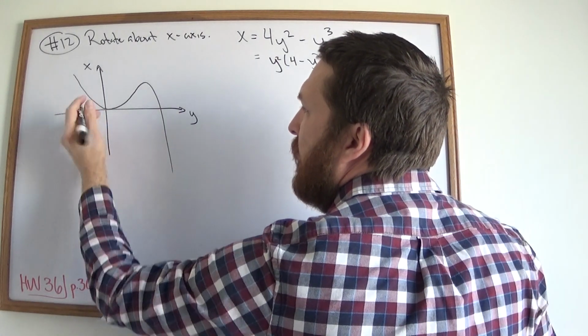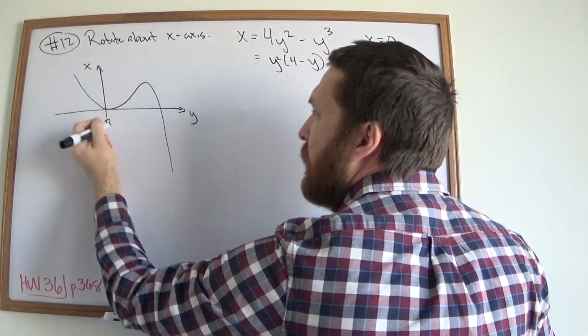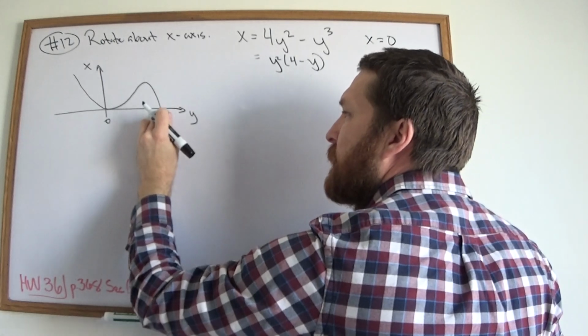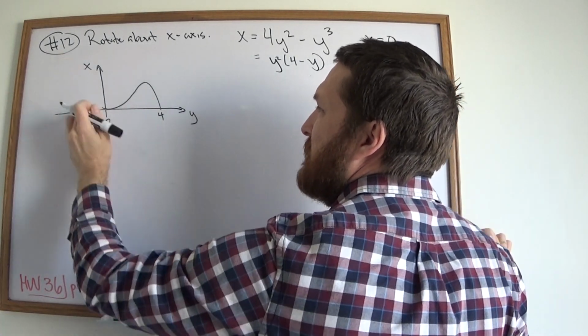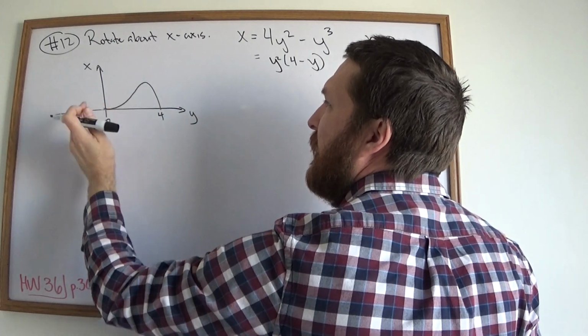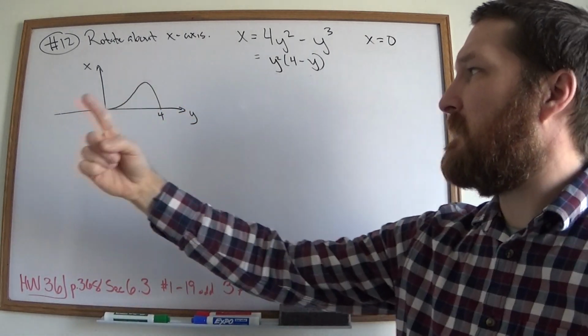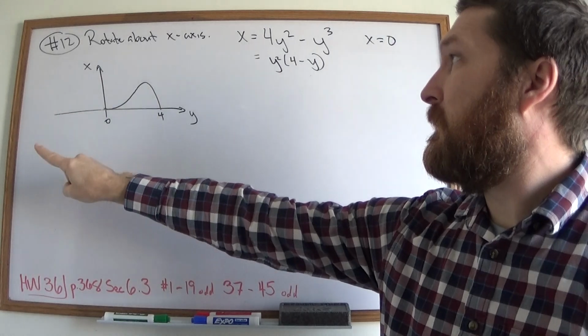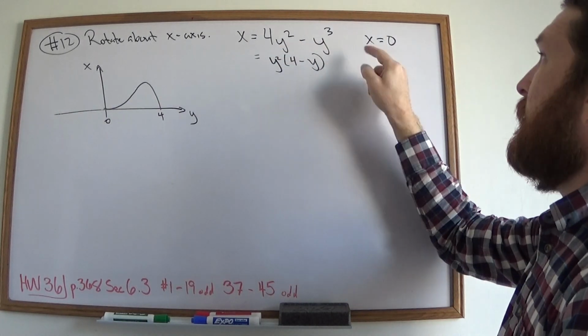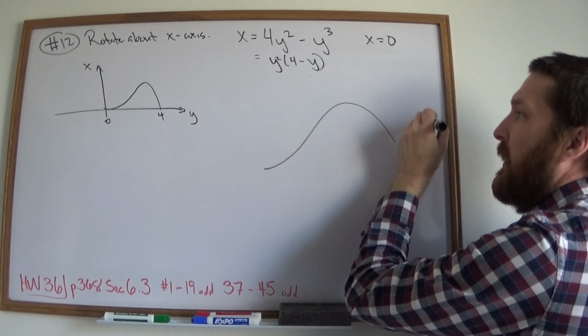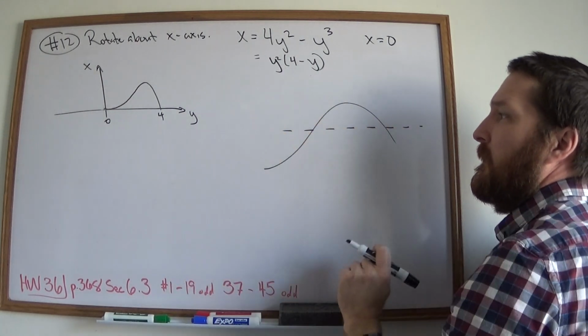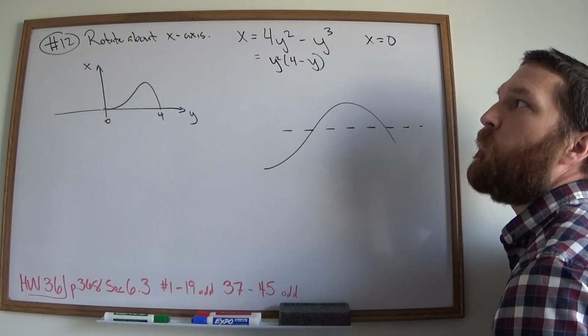From 0 up to 4 is what we care about. So that's the region right there, and we're rotating it about the x-axis. Wait, how do we know it's just from 0 up to 4? Because it's bounded by this. We have a curve bounded by a line, and everything else is infinite.